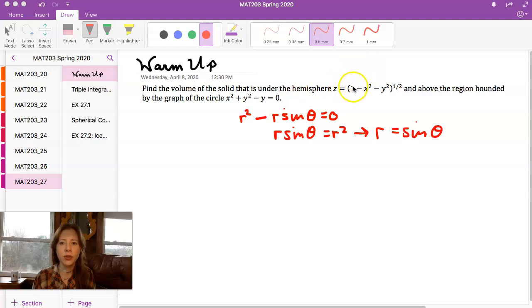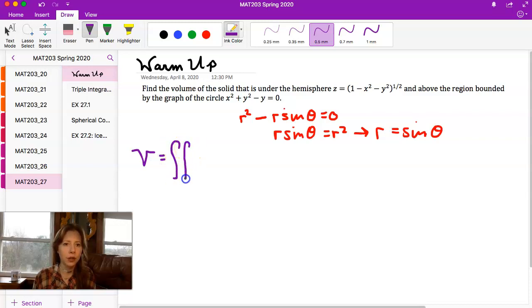Now let's think about this piece right here. We have z is equal to the square root of 1 minus x squared minus y squared, and that's going to be our function that we are integrating. So let's set this up. V is going to be equal to the double integral over our region, which we set by our limits on theta and r, of our function, z equals the square root of 1 minus x squared minus y squared, times dA.